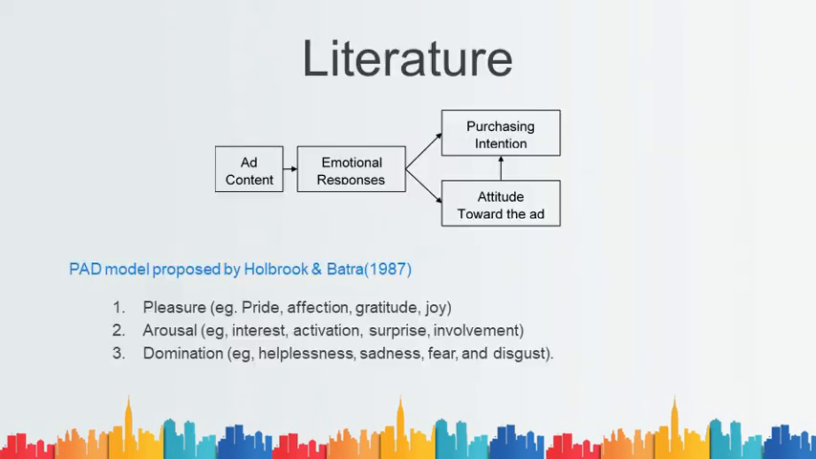More and more advertisements tend to establish emotional connections with customers. Based on the CAB paradigm and Holbrook and Batra's model, the research proposes a new model through research hypotheses to understand the correlation between emotional responses, attitudes toward the ad, and purchasing intentions. Among the emotion models, the PAD model proposed by Holbrook and Batra is widely used in emotion research. They proposed three main emotional dimensions to measure the emotional response to advertising. They are respectively pleasure, arousal, and domination.